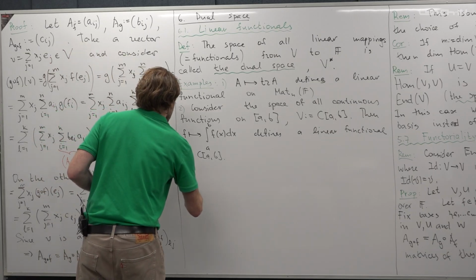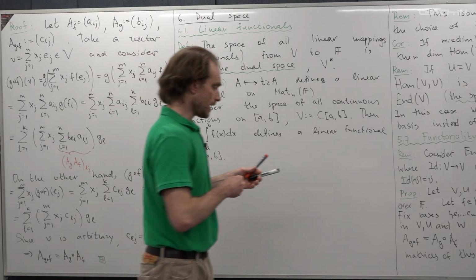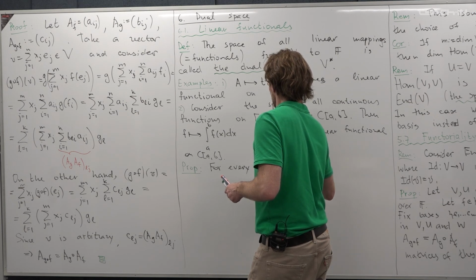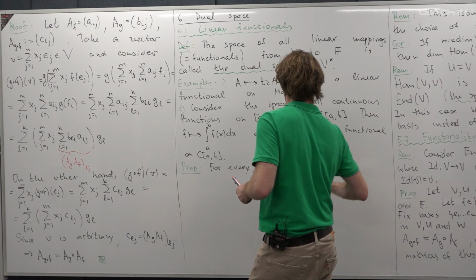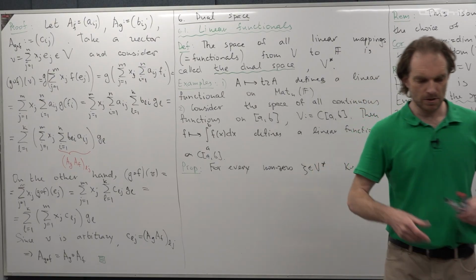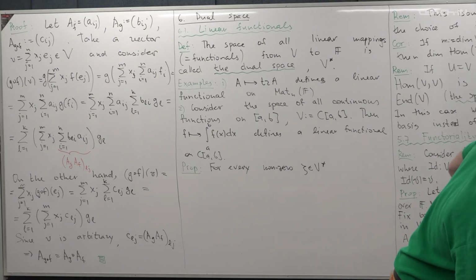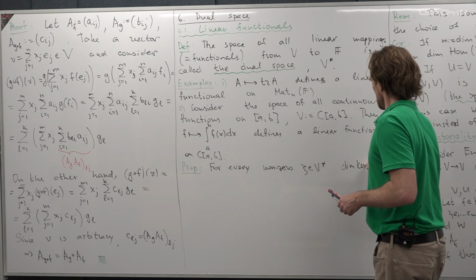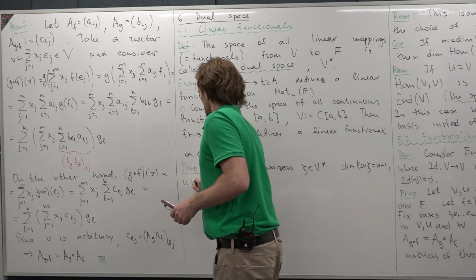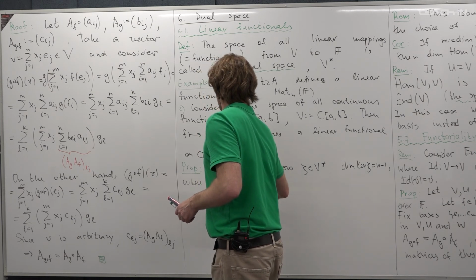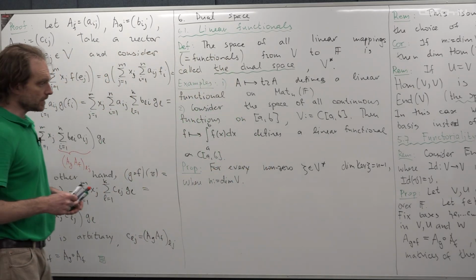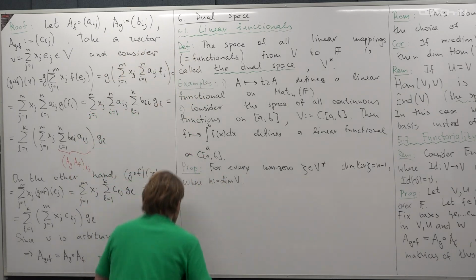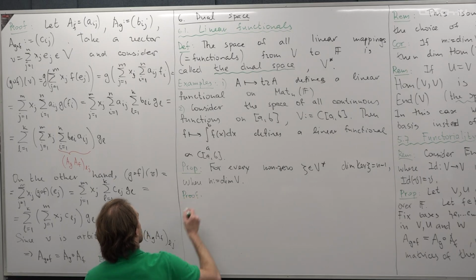And now I'm going to prove a very simple property: for every non-zero linear functional xi, the dimension of the kernel of xi is n minus 1, where n is the dimension of the space V. So here we consider finite dimensional vector spaces, and so the dimension of the kernel of every non-zero linear functional is n minus 1. So let us prove this simple result.